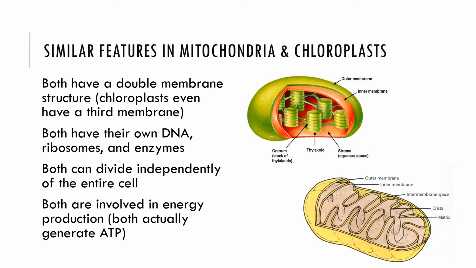So, looking at both of these structures together, you have a double membrane for both, at least. The chloroplast has three. Both have their own DNA, ribosomes, and enzymes. Those ribosomes even match prokaryotic ribosomes rather than eukaryotic ribosomes. Both can divide independently of the whole cell, and interestingly enough, both are involved in energy production. They both actually create ATP, and like I said, we'll talk about that more when we get to the energy unit.